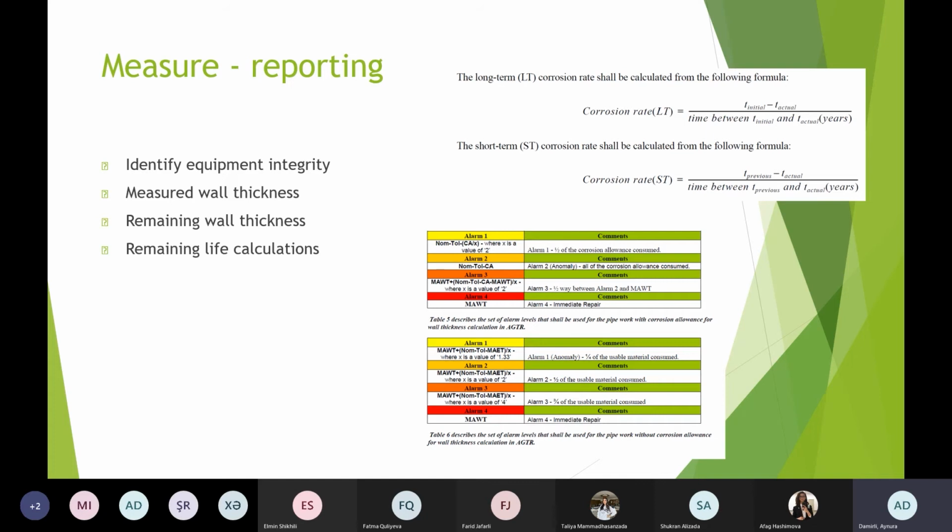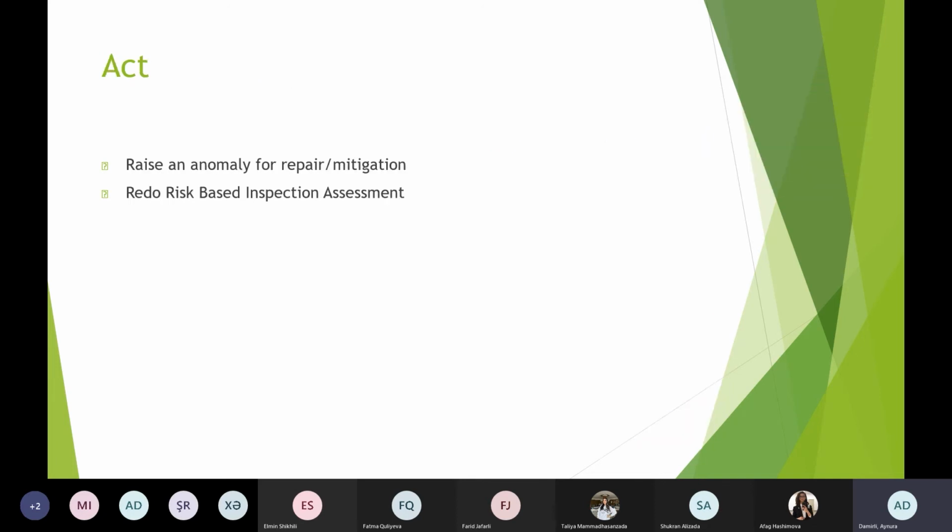Based on these calculations, for some equipment we don't have a corrosion allowance, and for those the calculation goes differently. But again, starting from alarm 3, from our definition and industry standards, we take precautions to not keep equipment in this position on site, and this goes to act.